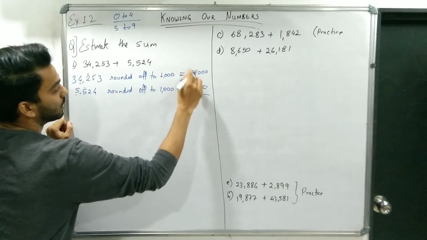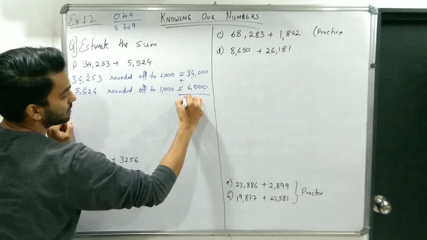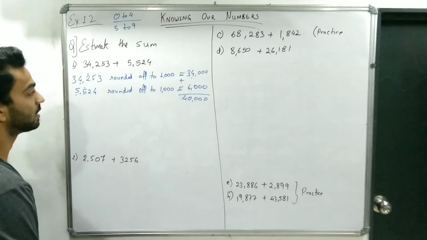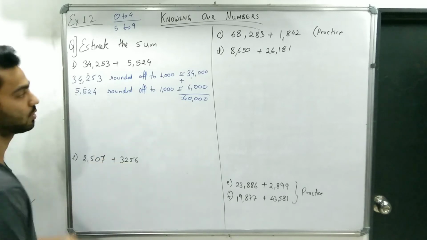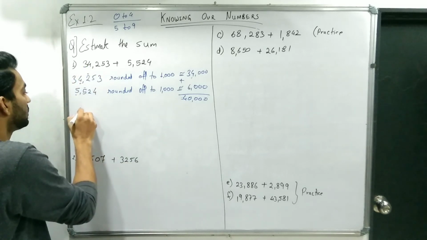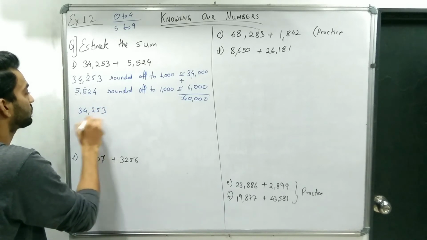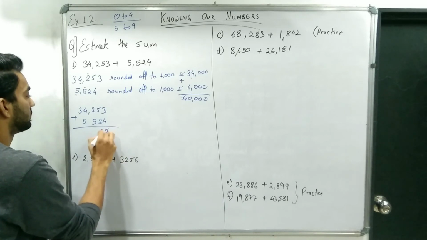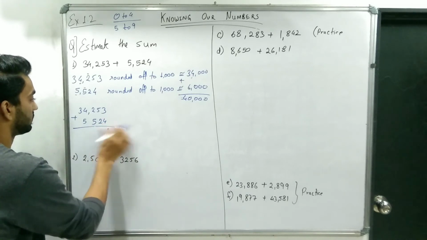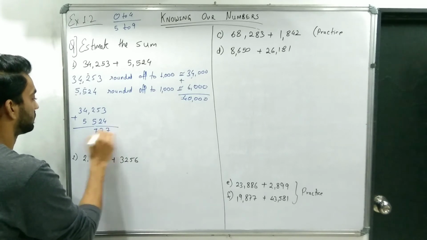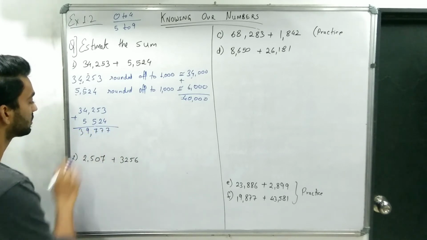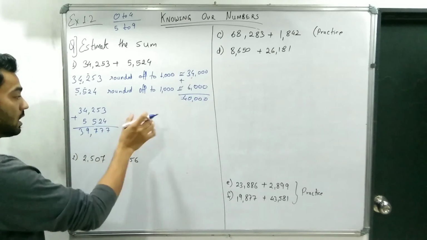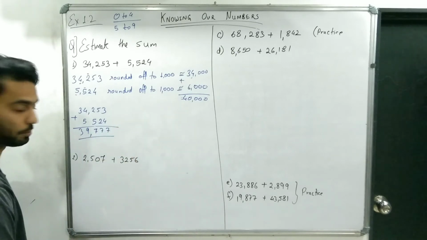Addition we have to do. So 34 plus 6 is 40,000. We have to compare this with the actual sum. This is the actual sum, $39,777, and the approximate is 40,000. So it is close to the actual sum.